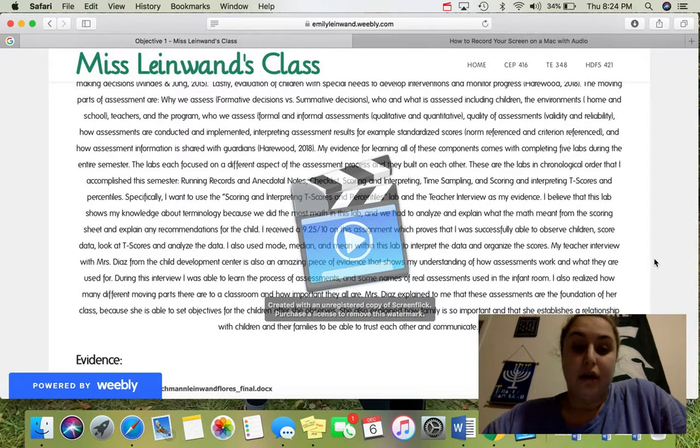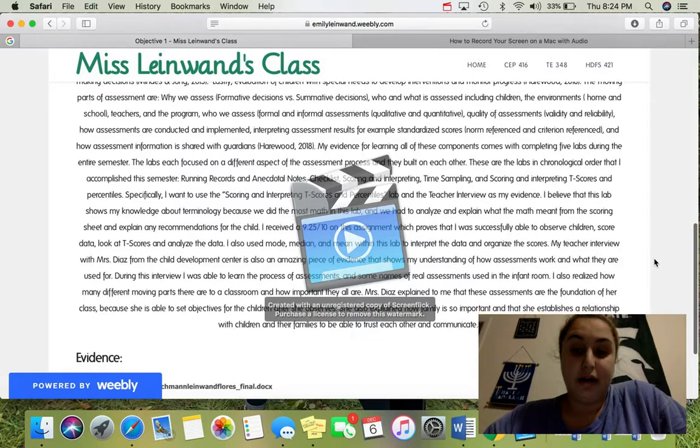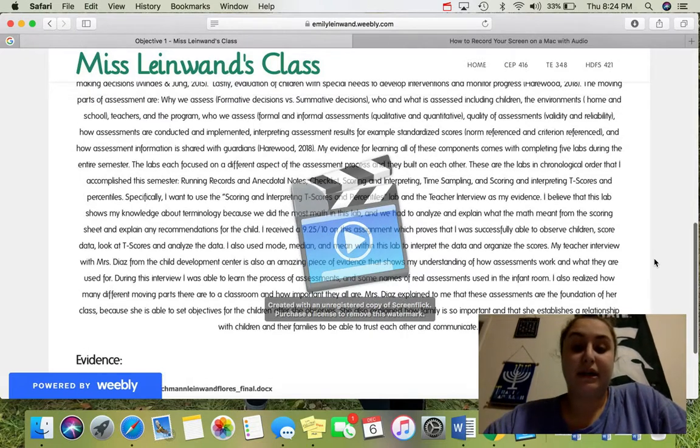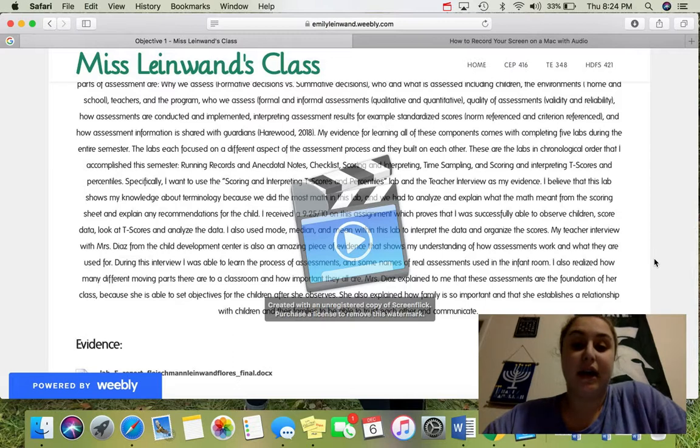Specifically in this class, we learned about how to interpret assessments as well, and how important it is to know some forms of statistics in analyzing results for assessments, because if you can give an assessment, that's great, but if you don't know what to do with the information, then you're not able to make learning objectives and goals for your children in the classroom.